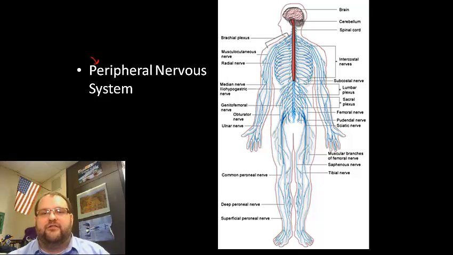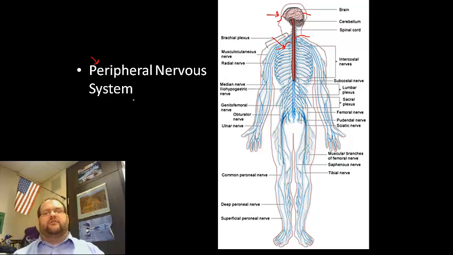We have nerves coming off of our brain, and they're called cranial nerves. And we have nerves coming off of the spinal cord, and they are called spinal nerves. So we have cranial nerves and spinal nerves, and the peripheral nervous system is broken down a little bit.